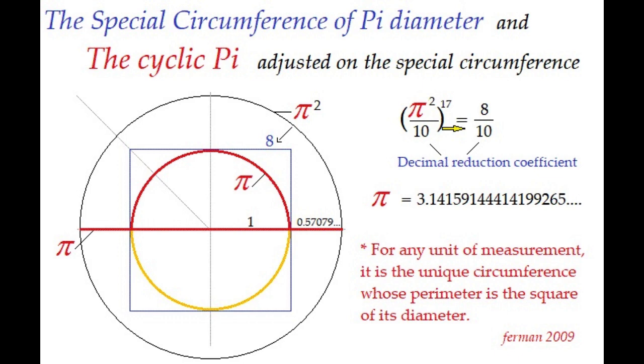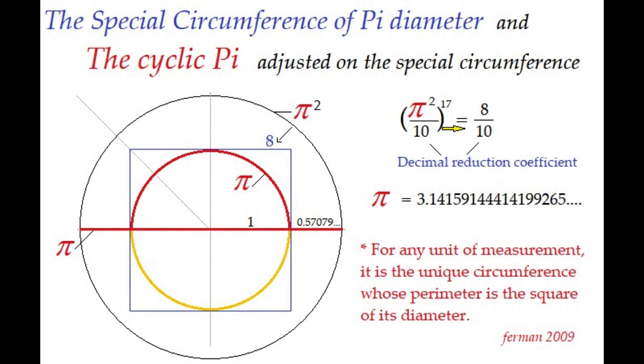To explain it, we will put a small indicative postulate. Postulate: any and all units of measure, millimeter, centimeter, meter, kilometer, etc., produce for it a unique special circumference whose diameter is pi, and whose perimeter is pi squared, pi^2.